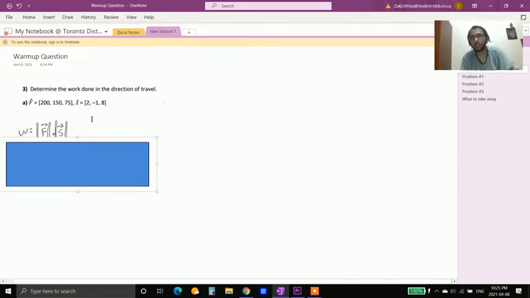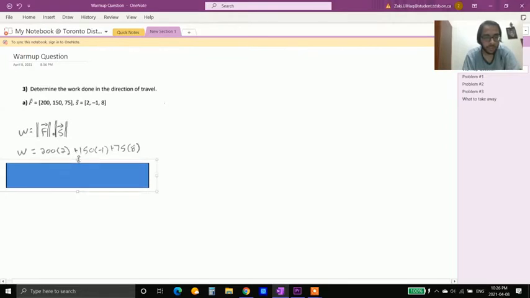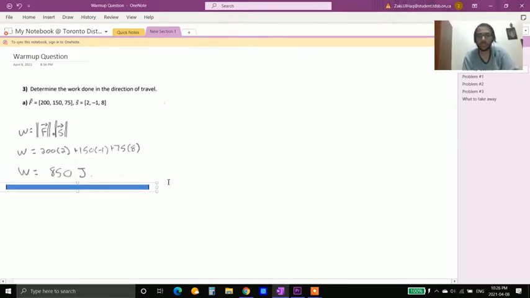So I hope you guys have been practicing your dot multiplication, because it'll come in handy with doing this. So in order to do dot multiplication, we just do 200 times 2 plus 150 times minus 1 plus 75 times 8. And as you can see, that's exactly that. And if we add all that up, we get 850 joules. Just very simple, and this is the type of calculations you will be doing in the coming questions. So let's move on to our first problem.